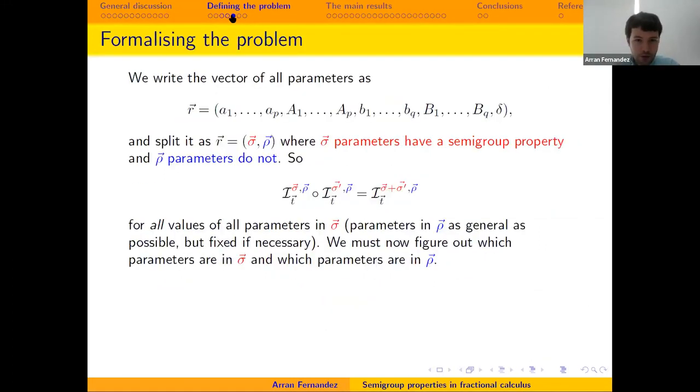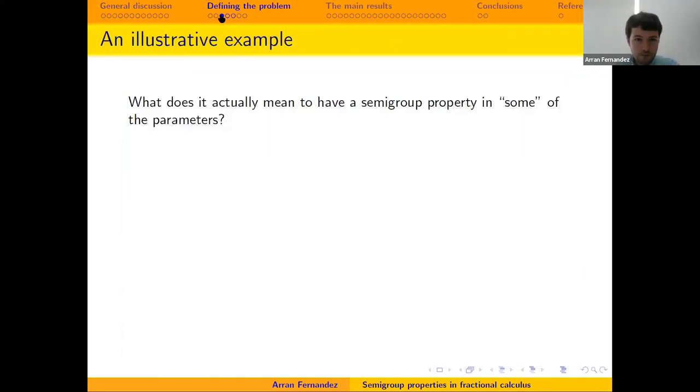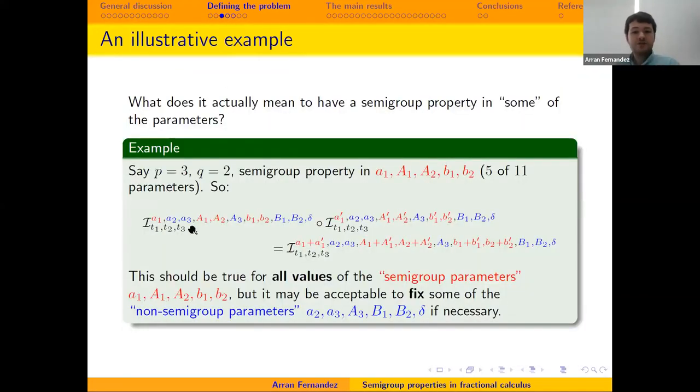So let's come back to where we were. Here we have the composition semigroup property of the operators. Everything in red: let's look at little a1, for example. Little a1 and then little a1 prime. When you put them together, little a1 plus little a1 prime, you are adding the semigroup parameters. For the blue ones, they're just staying the same.